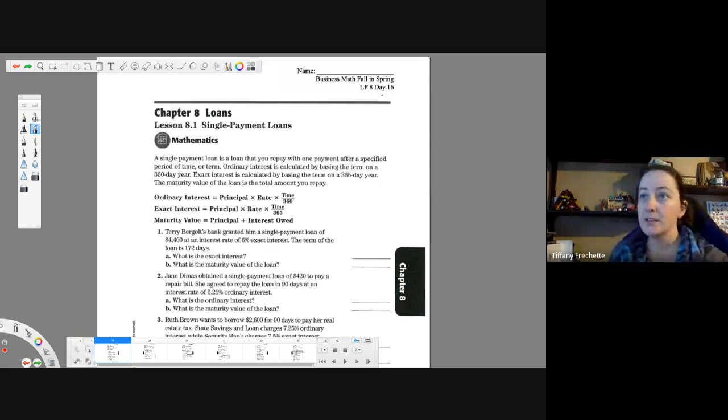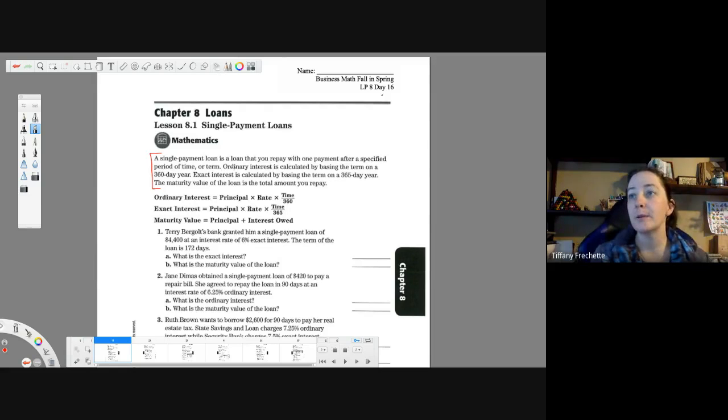All right, so let's go ahead and read this summary here. A single payment loan is a loan that you repay with one payment after a specified period of time or term. Ordinary interest is calculated by basing the term on a 360-day year. Exact interest is calculated by basing the term on a 365-day year. The maturity value of the loan is the total amount you repay.